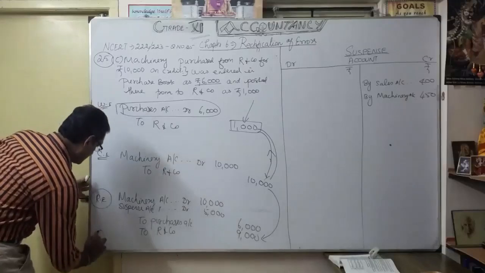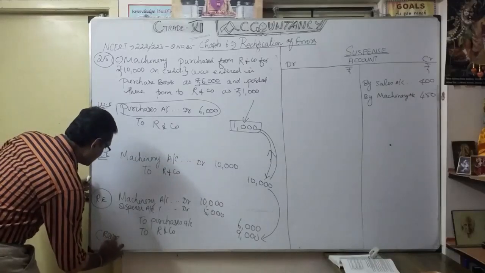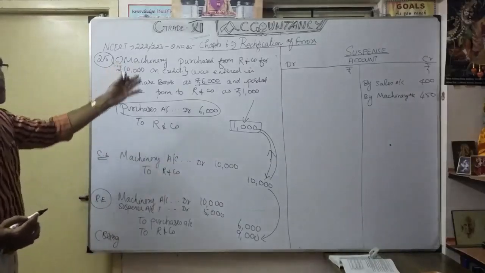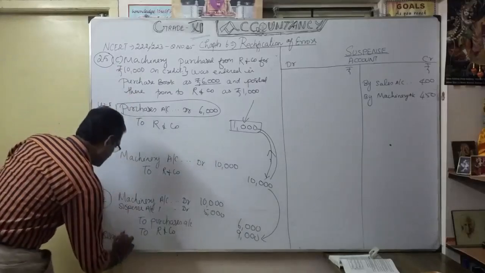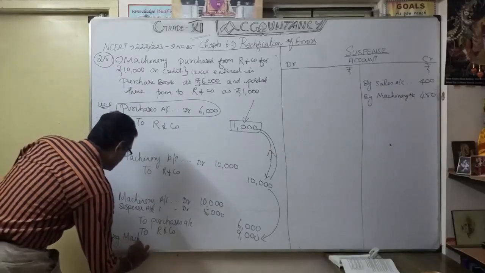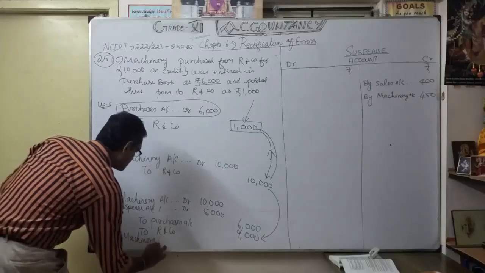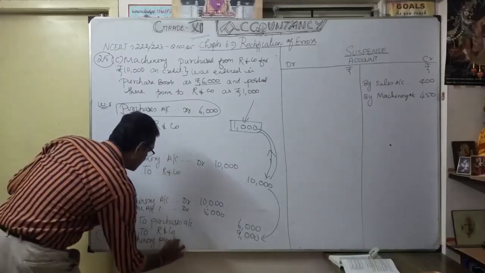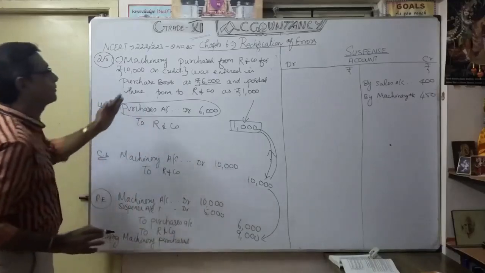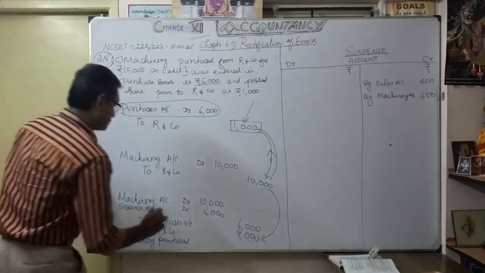So now the narration. You have to practice it. Machinery purchased from R&Co.